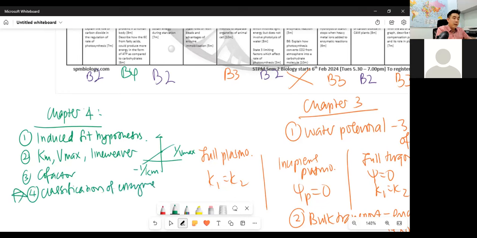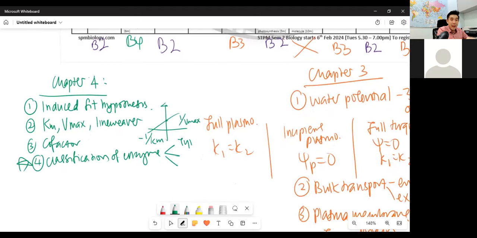Now, classification of enzyme, be very clear. You just need to know 3 things: the type of reaction that it catalyzes, function, as well as example, these 3. Then the enzyme immobilization. Very hard in repeating. Then if you got extra time, please go through the rest.